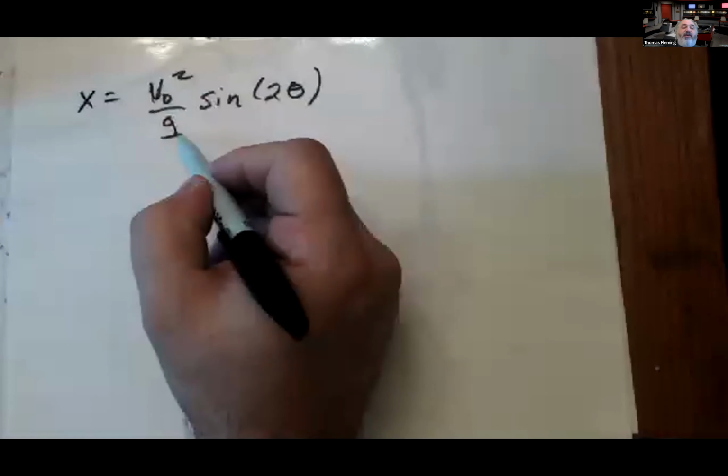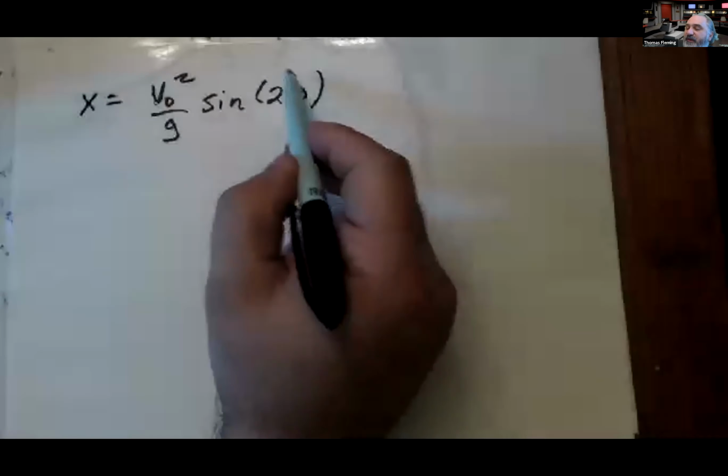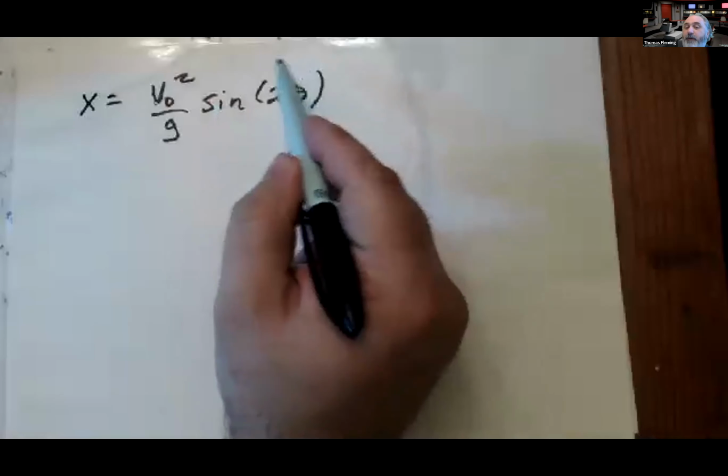Now, g, that's the acceleration of gravity. I can't do anything about that. I'm on the planet Earth. I'm stuck with 9.8. That's going to determine something. So if I'm trying to make this be as big as possible, I'm going to have to make this be as big as I can make it.